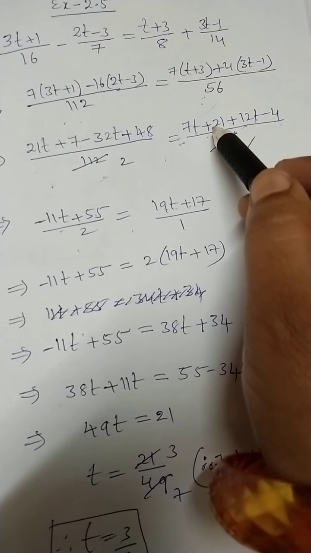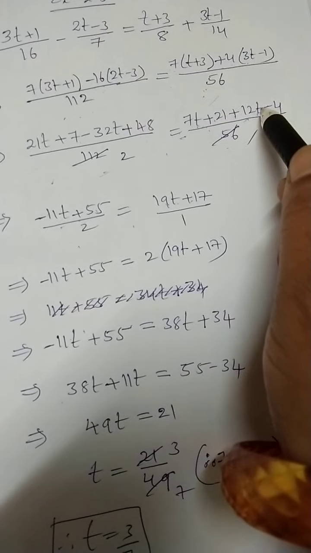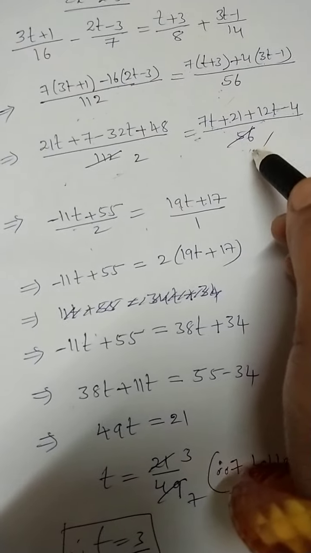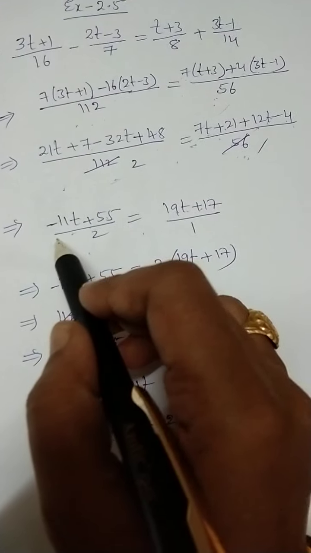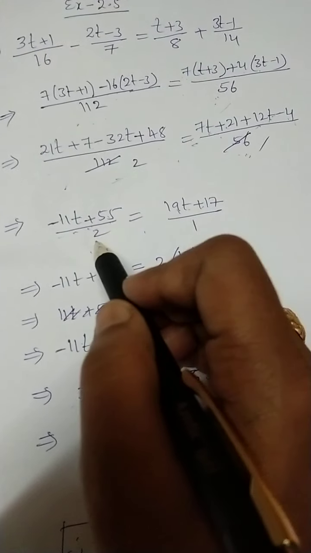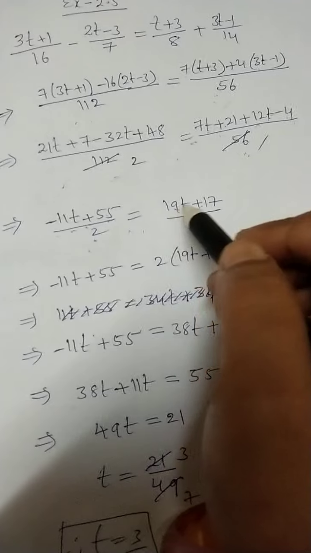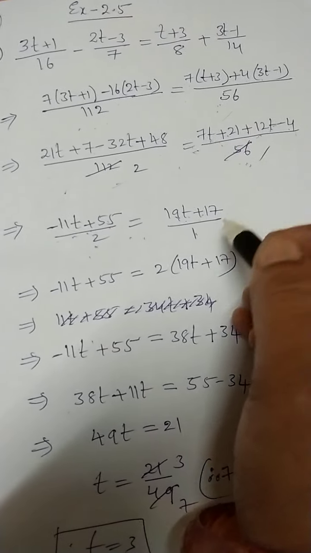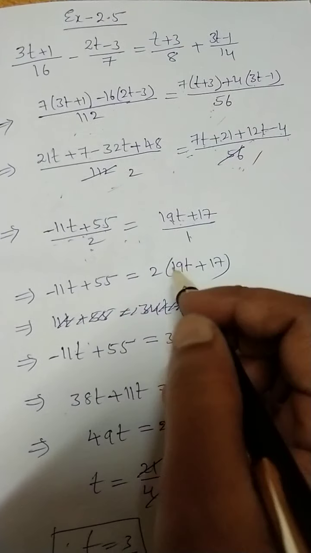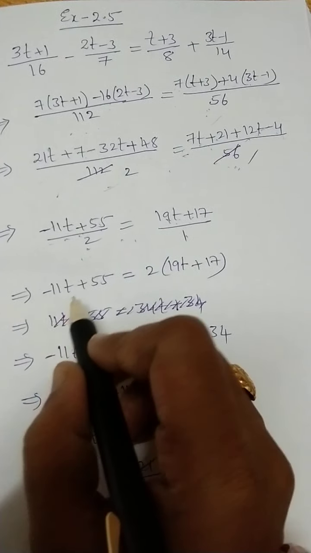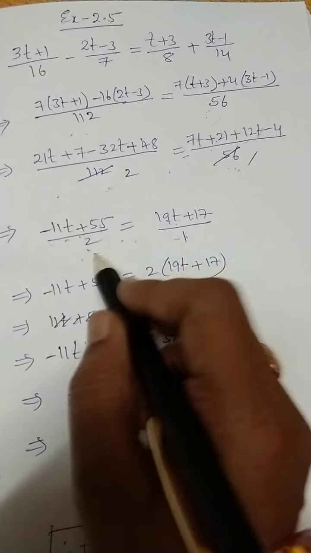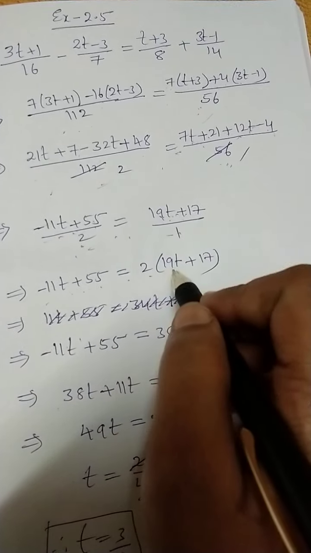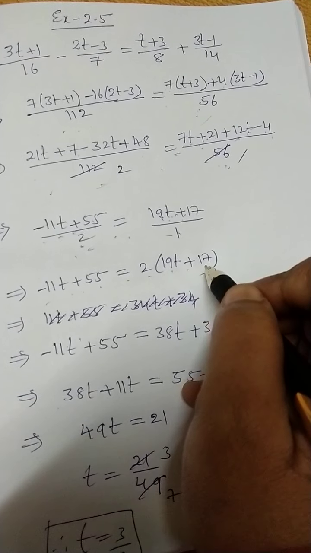Here 19t plus 17. Why? Because here we need to divide by 56. Next, here minus 11t plus 55 by 2 is equal to 19t plus 17 by 2. That's it. Now you can do the cross multiplication: minus 11t plus 55 is equal to 2 into 19t plus 17.